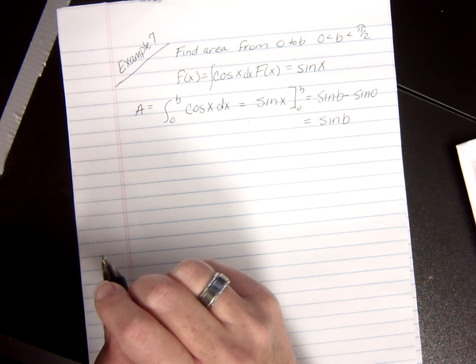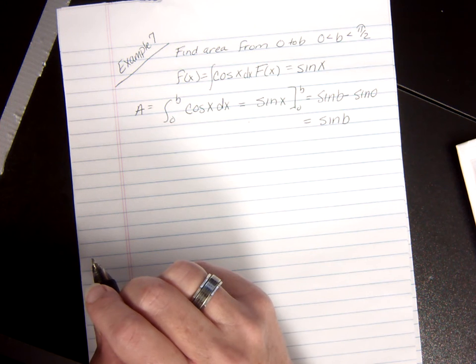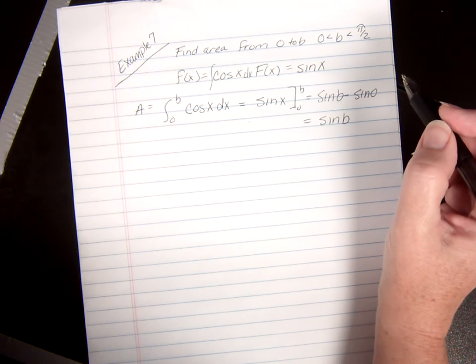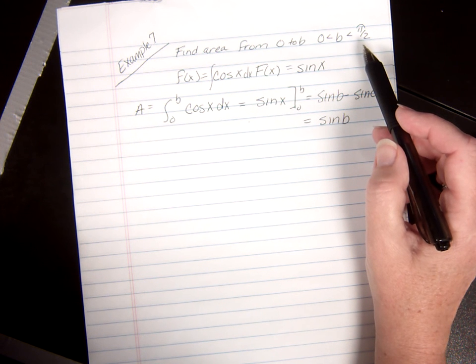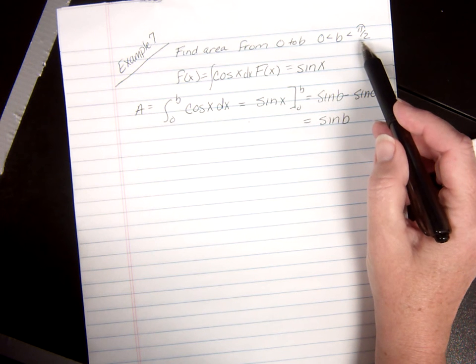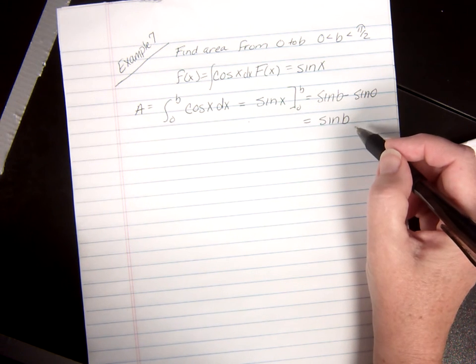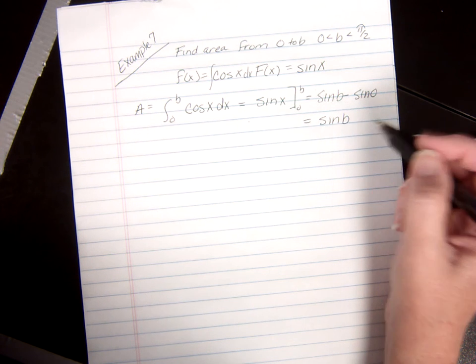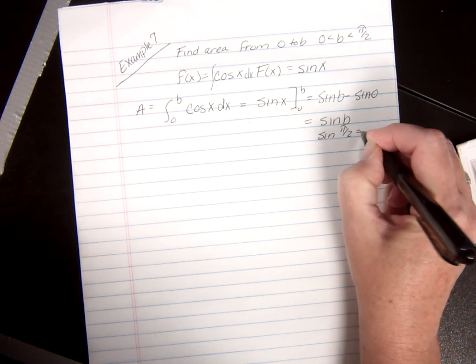So in particular, if we take b equal to pi over 2, then we would look at sine of pi over 2. And why am I saying pi over 2? Because I'm looking at my edge here. If I want to look at my edge and the area underneath here, my value of b being pi over 2, the area under the cosine curve would be sine of pi over 2, and sine of pi over 2 is 1.